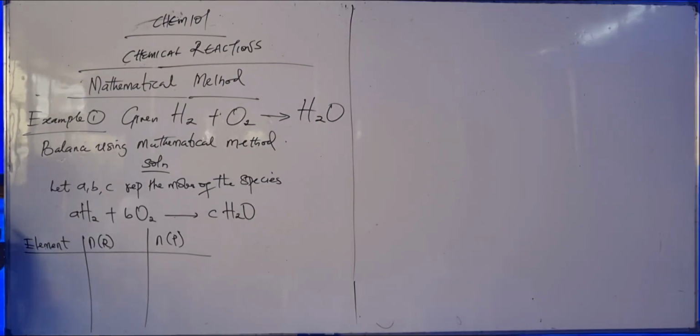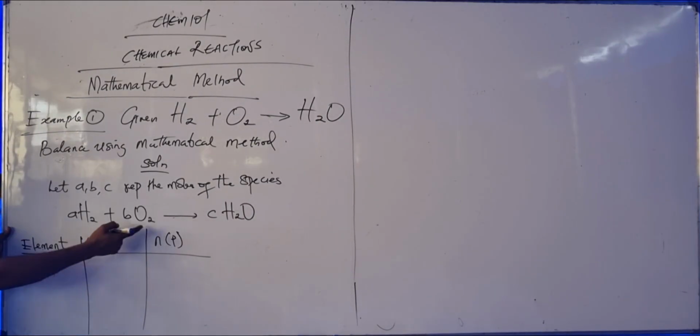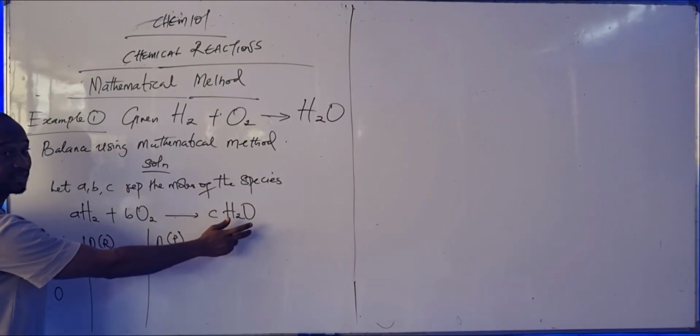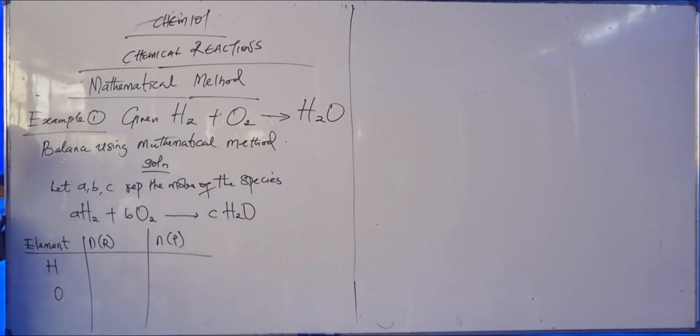What are the elements we have here? We have hydrogen and oxygen. That is all. These are just the 2 elements we have, because the same elements we have here are the same we have here. Are you getting the concept? Okay.